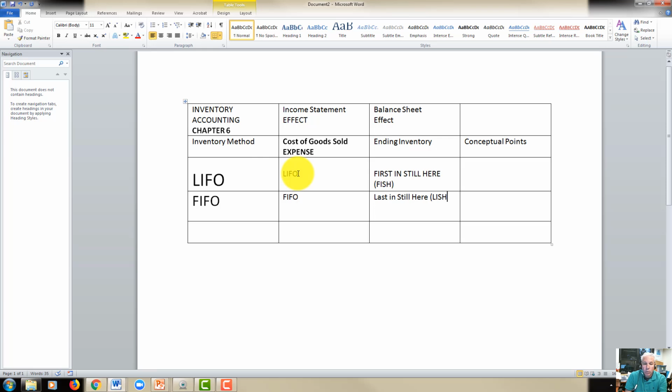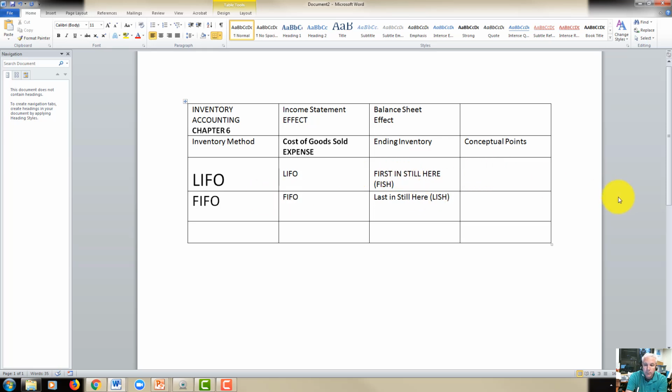So for the income statement effect, LIFO, we start at our bottom, our most recent purchases, and work our way up to the older purchases. That leaves what we have ending up in our inventory values at the end from the older layers, or first in, still here, from the earlier purchase layers. For FIFO, we start at the top, the older layers, and work our way down for cost of goods sold expense. That means what's left on the balance sheet, the ones we price out for ending inventory, will be last in, still here, or LISH. So LIFO FISH, FIFO LISH.